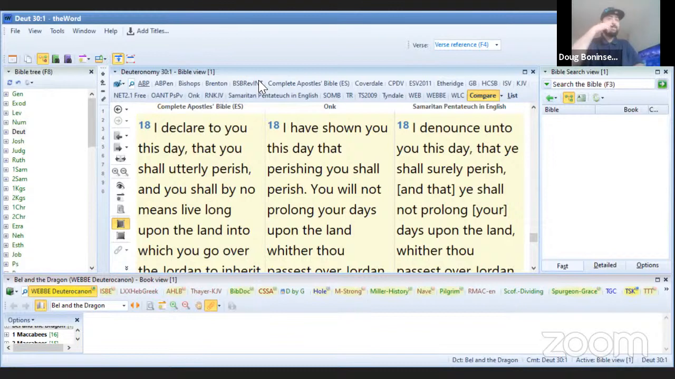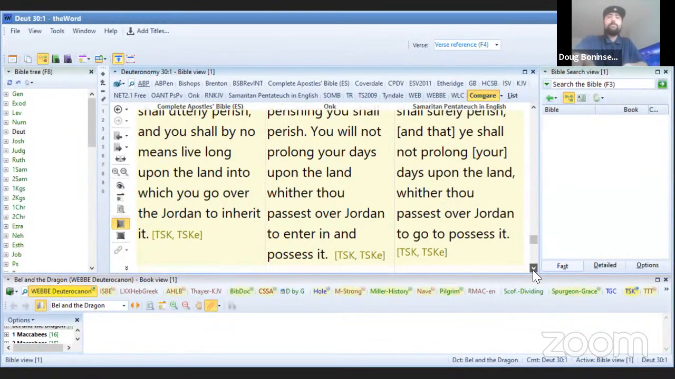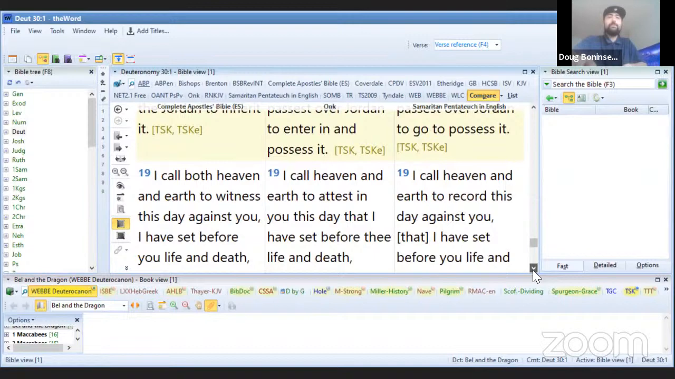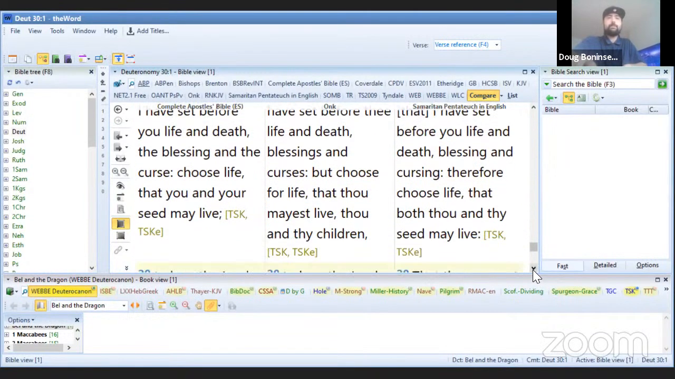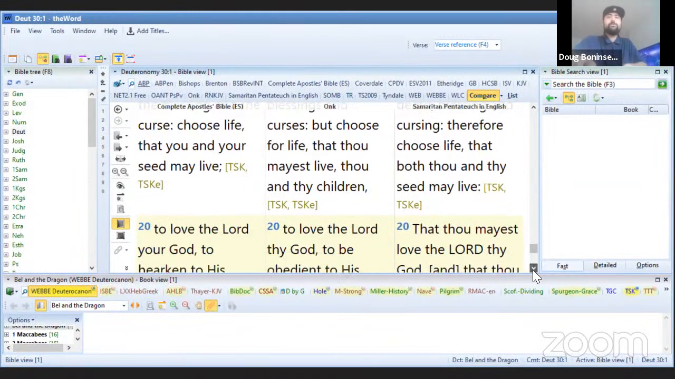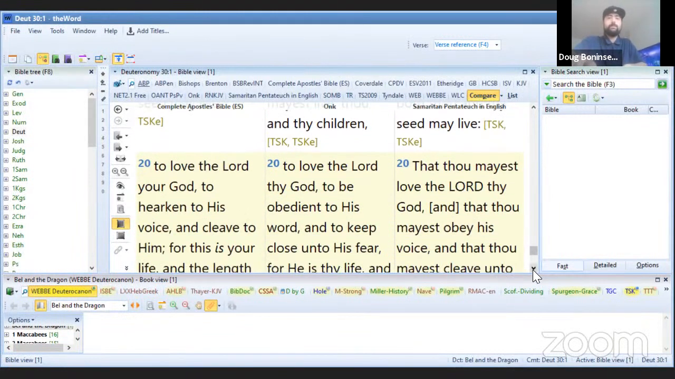Okay, so I declare to you this day that you shall utterly perish, and you shall by no means live long upon the land into which you go over to the Jordan to inherit it. I call both heaven and earth to witness this day against you. I have set before you life and death, the baraka and curse. Choose life that you and your seed may live.